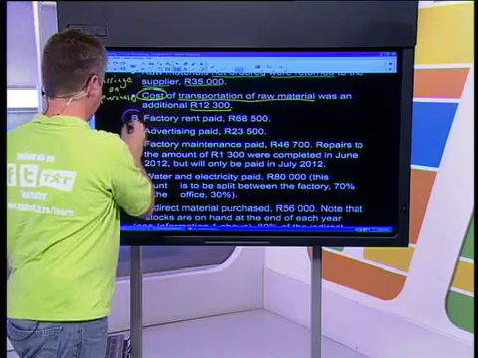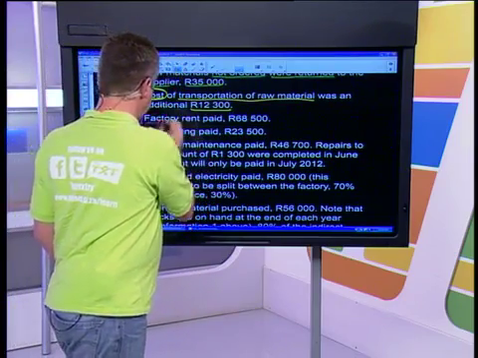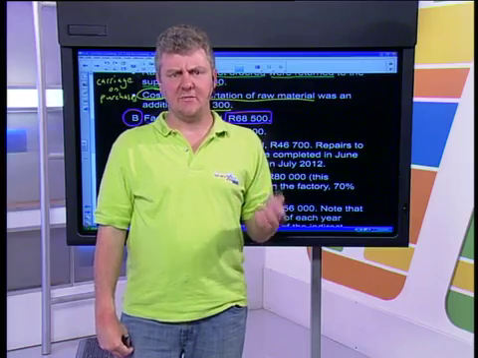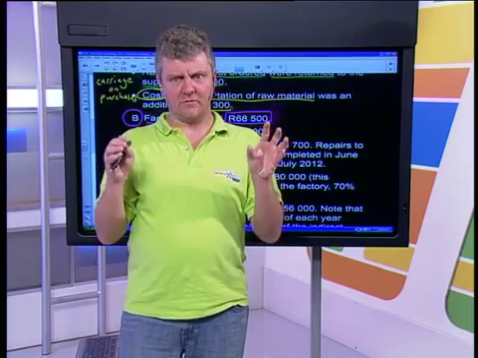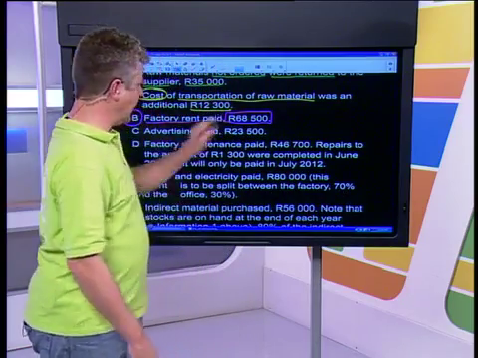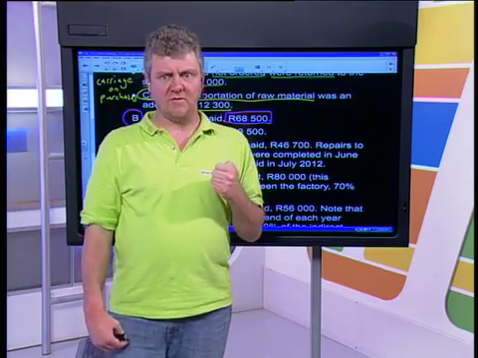If we then go back to our page, it now tells us more information. This is now no longer dealing with raw materials. It's B instead of A. And it tells us that factory rent that we paid came to a total of 68,500 rand. Think to yourself, where does factory rent go? I always see these production cost statement questions as puzzles, where I get a whole lot of different numbers and I have to take them and put them in the right place and sometimes do some working out with some of the numbers.